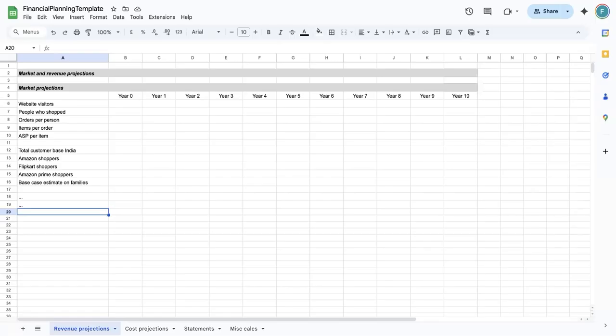Essentially the overall mandate was to build a financial plan. And what we've done is we've laid out some sheets that can give you a quick, rough idea about how to go about it. So the core idea is to build a set of financial statements that project the business.